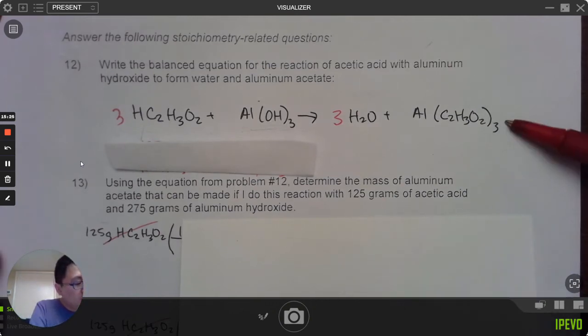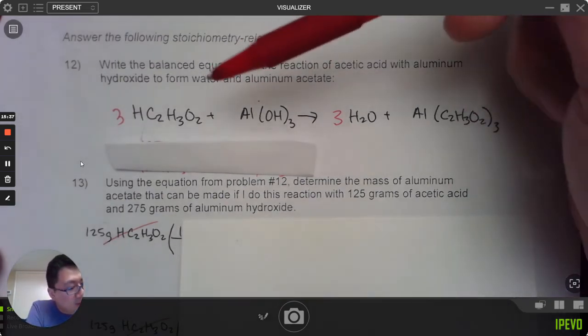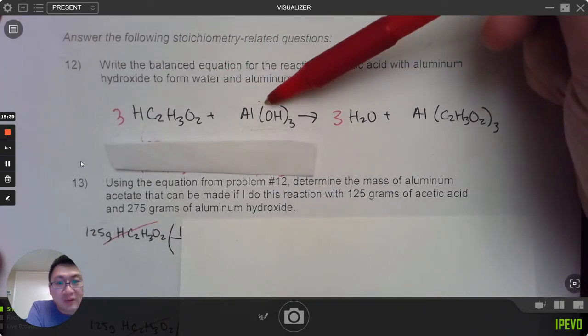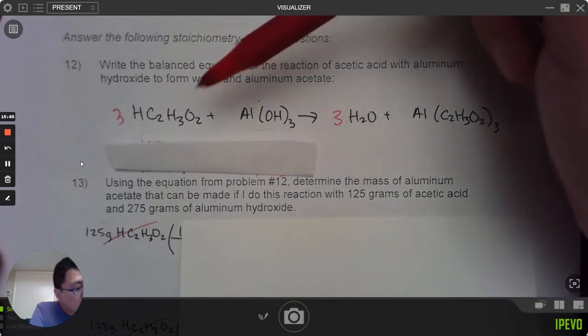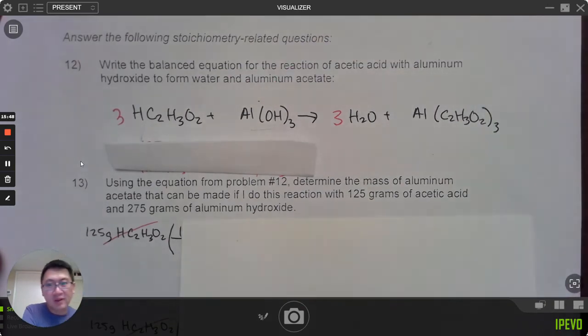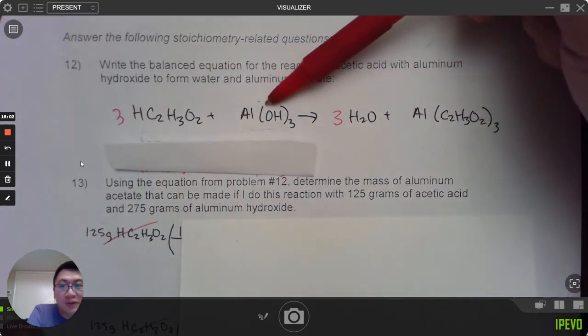Using that equation from number 12, determine the mass of aluminum acetate that can be made in this reaction with 125 grams of acetic acid and 275 grams of aluminum hydroxide. So we're given 125 grams of this and 275 grams of the other thing. One of these two things runs out first, and I wrote it on here, but I covered it up on purpose. So I need to figure out which of those two things runs out first. Is it the 125 grams of acetic acid, or the 275 grams of aluminum hydroxide?